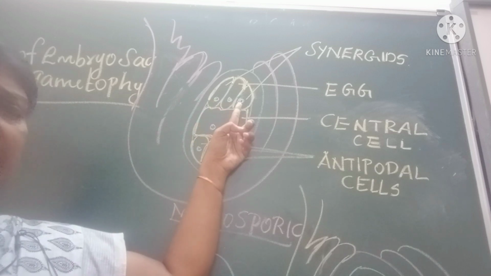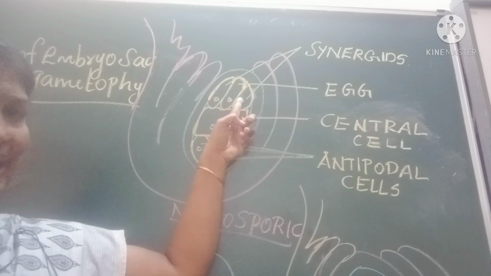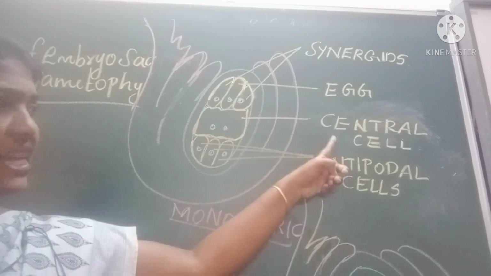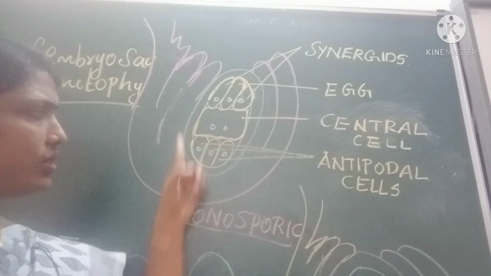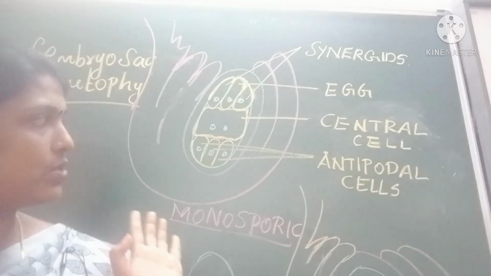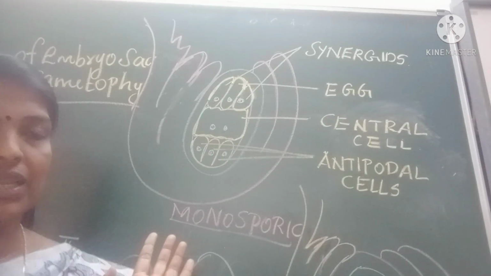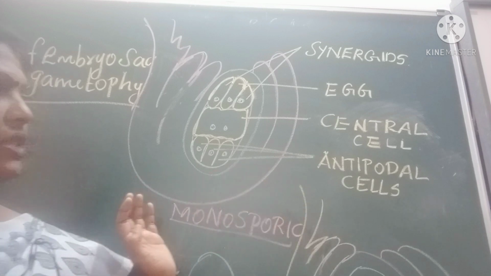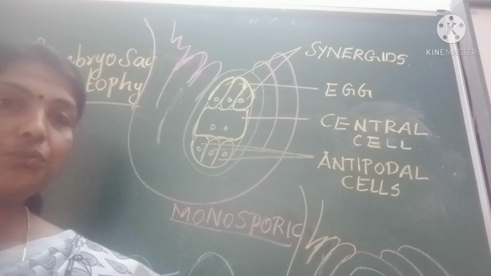on the micropylar side, the egg apparatus, which consists of the central egg and 2 synergids; and in the center we can see the central cell, which consists of 2 polar nuclei; and on the chalazal side we can see 3 antipodal cells. So that's all about the structure of the embryo sac. Clear? So that is about the structure of the embryo sac and the female gametophyte.